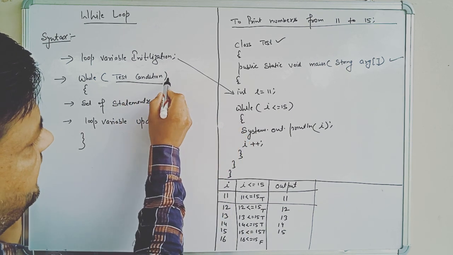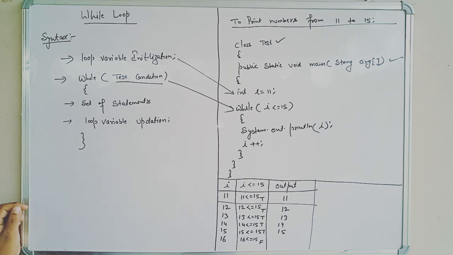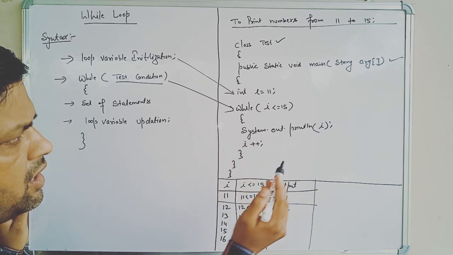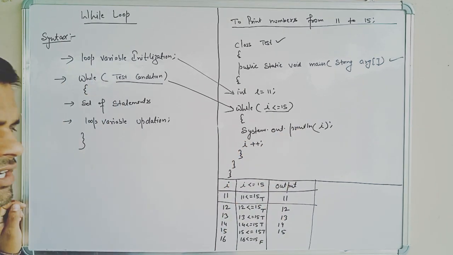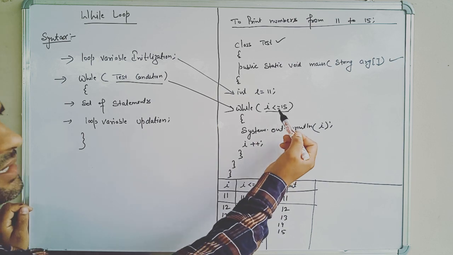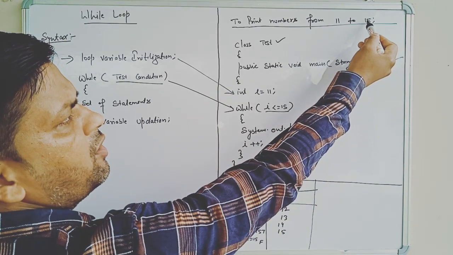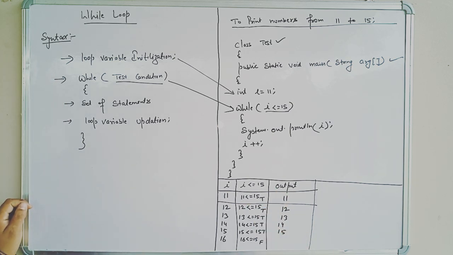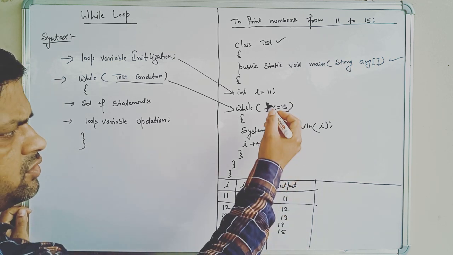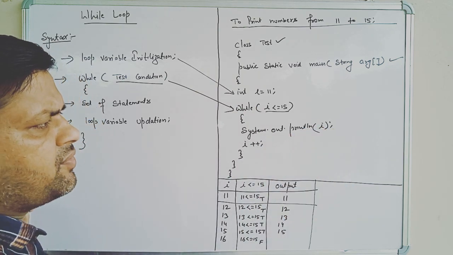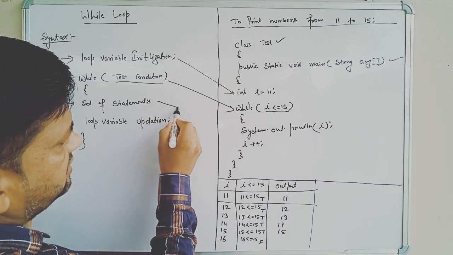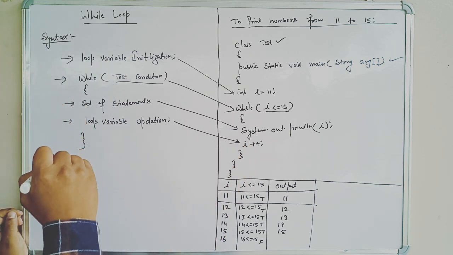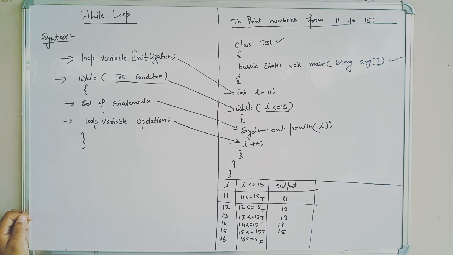Now this second line, while i less than equal to 15. While we will write as it is, with w small, and it represents the test condition. Why have I written 15 here? Because the maximum value of i can be 15. Once it is more than 15, it will terminate. So System.out.println of i, and if you see the loop variable updation, this is i plus plus.